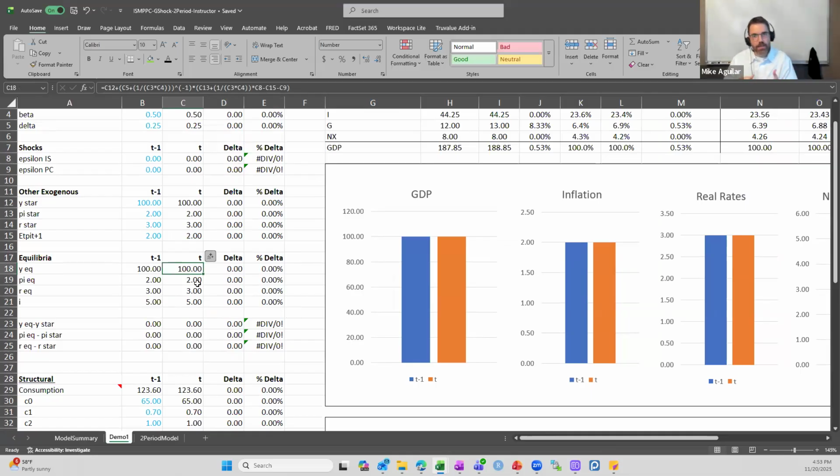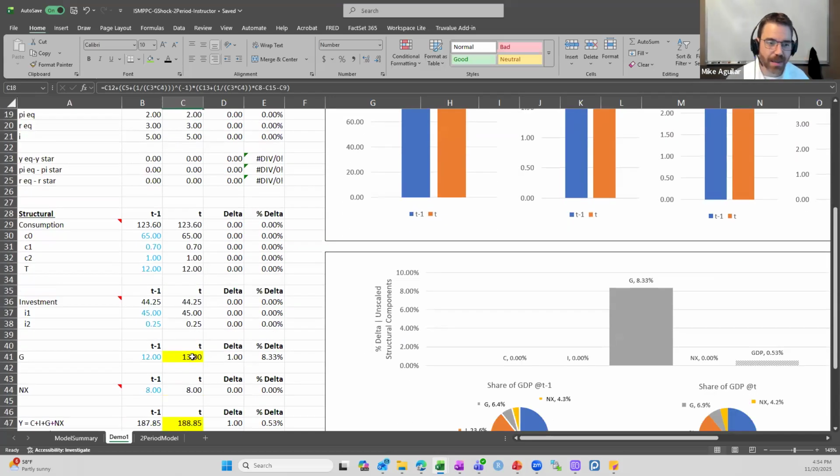So when I am trying to represent a structural change, if I'm moving that structural variable, I have to make sure that my reduced form model is consistent with that, not just in size with the pie chart, but also with the components of those shocks. So that's a shortcoming of this approach. Again, that doesn't mean that it's bad.